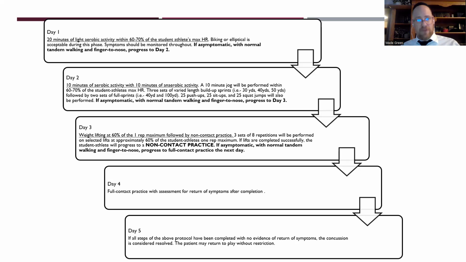Then we progress to day two. You can see so on and so forth. Then we're bringing in anaerobic activities: push-ups, sit-ups, squat jumps, and sprints. Obviously, normal balance, normal coordination. Then we have weightlifting, followed by a non-contact practice. So day four, if that goes well, they can then resume full contact. Day five, followed by gameplay.